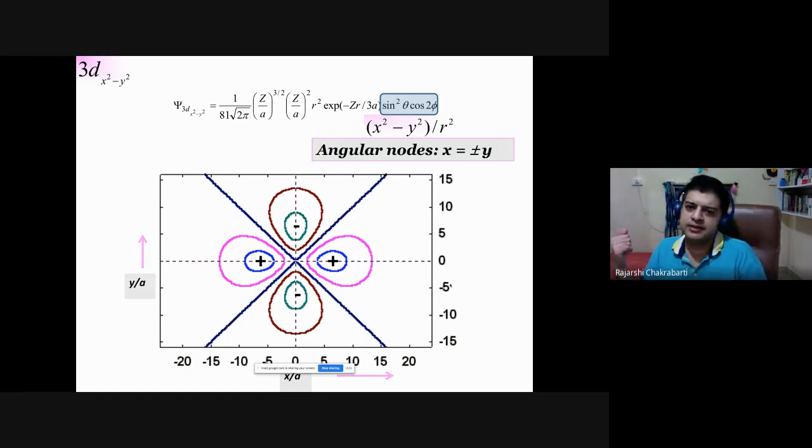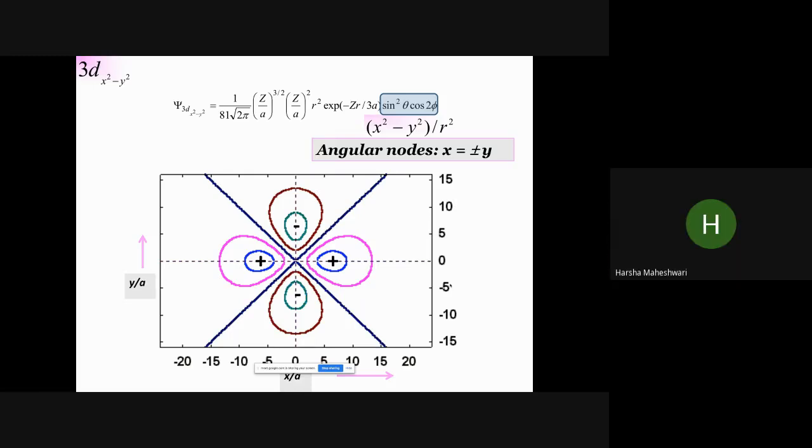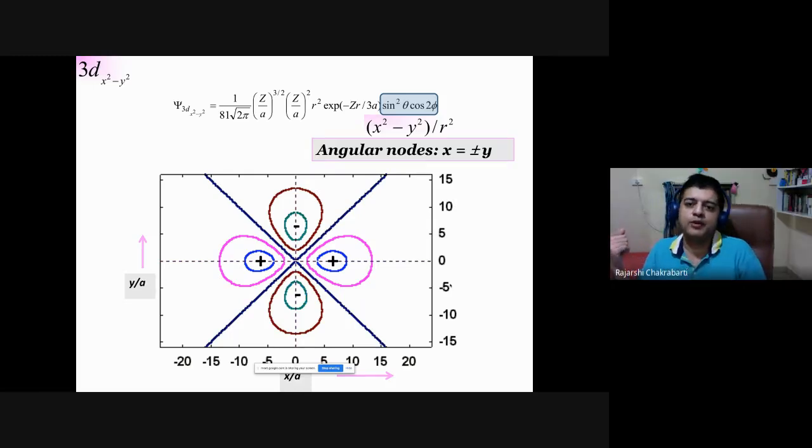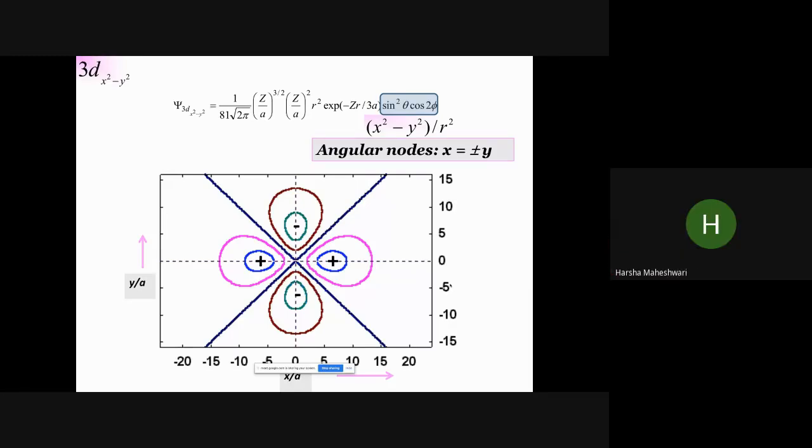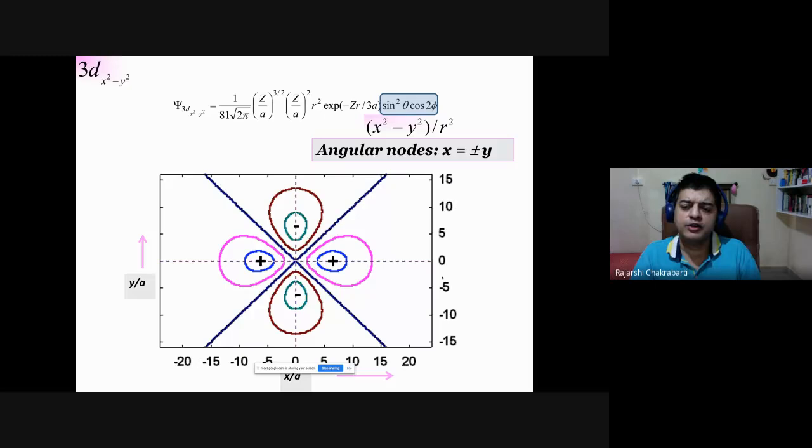3 minus 2 minus 1. What is the value? 0. How many radial nodes? 0. How many angular nodes? What is the value of l? 2. Yeah, that's right. The angular nodes are like x equal to plus minus y.